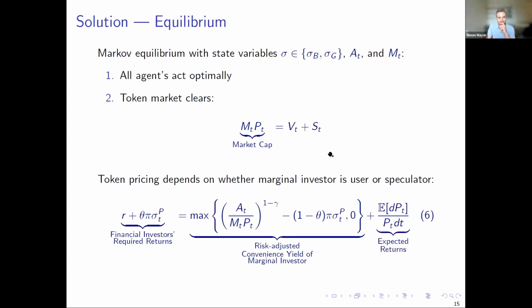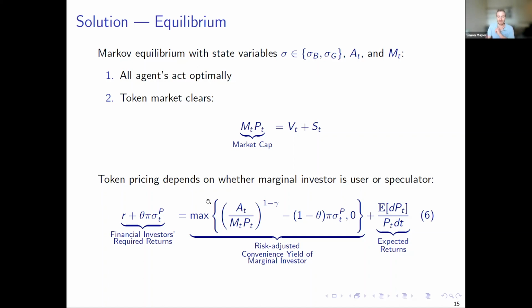We can solve this model then essentially, and at the core of the model is the following token pricing equation, which is equation 6. And I think this is interesting to discuss a bit further, because equation 6 resembles a traditional valuation equation for financial securities. How is that? Well, the left-hand side is the financial investor's required return, which is essentially the interest rate R plus the required risk premium. On the right-hand side, we see expected token returns.